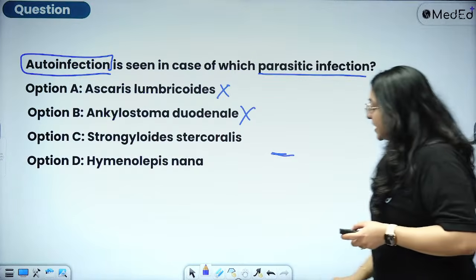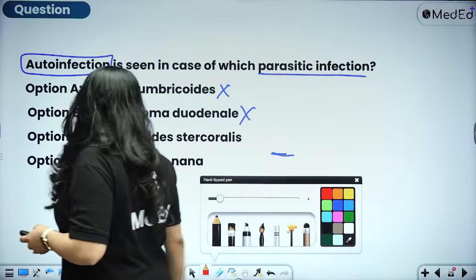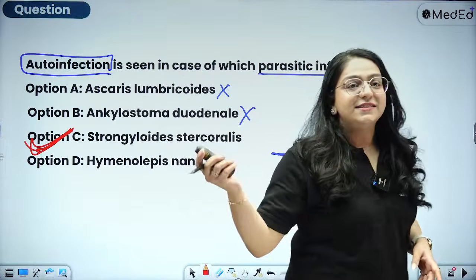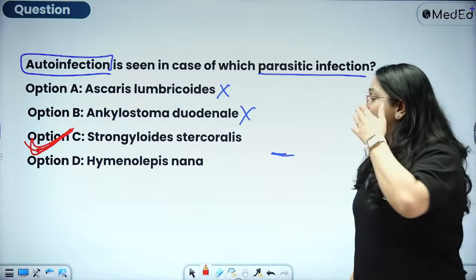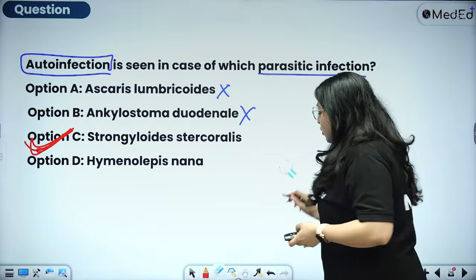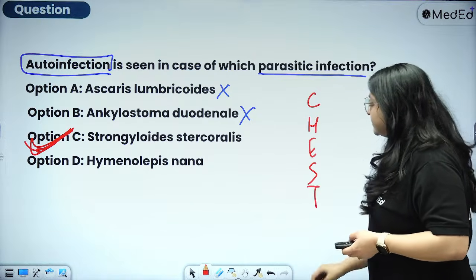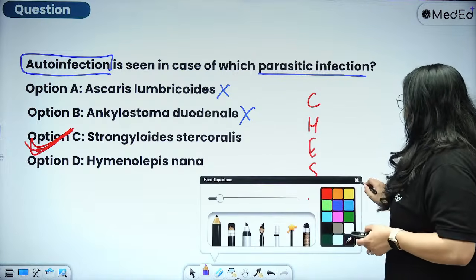So this is just a hard luck kind of question, perhaps to decrease the passing percentage, I don't know for what reason it was given. It's beyond our concern. What is our concern? The mnemonic for autoinfection: CHEST. It is a very famous, already existing mnemonic.